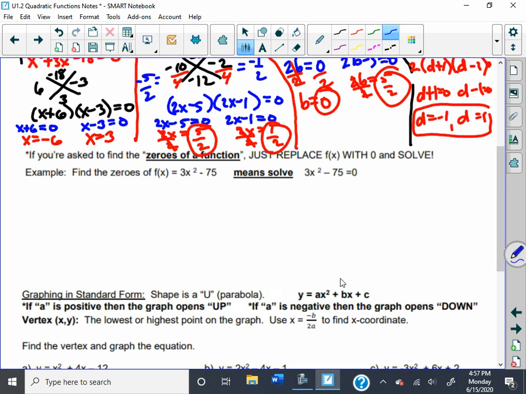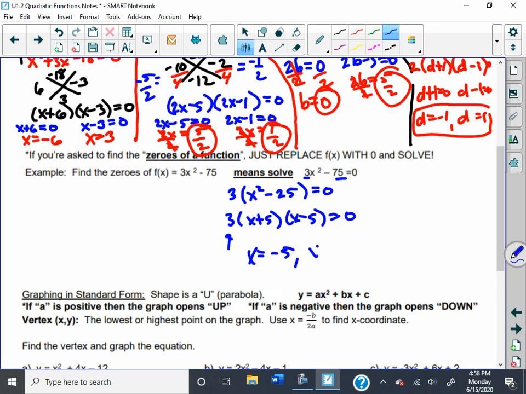So here what I can do is I have a 3 and a 75, and I know there's a GCF of 3 that goes into both of them. And then x squared minus 25, I can square root both of those terms, so that means it's a difference of squares. So x plus 5, x minus 5. And then I can set each of those equal to 0. Again, the 3 doesn't have an x, so I can ignore that. But the x plus 5 and x minus 5 do. So if I solve it, I'm going to get x equals negative 5 and x equals positive 5.